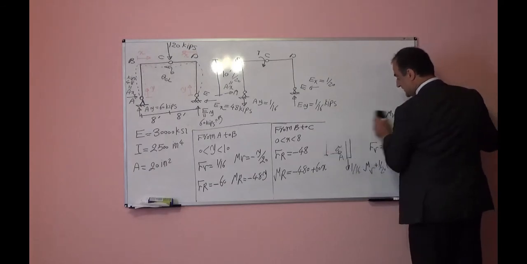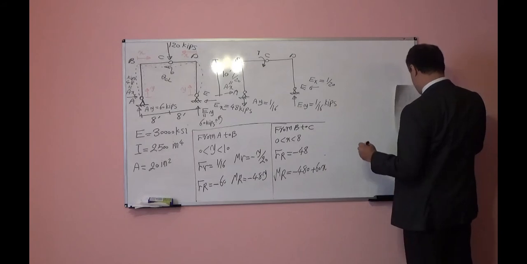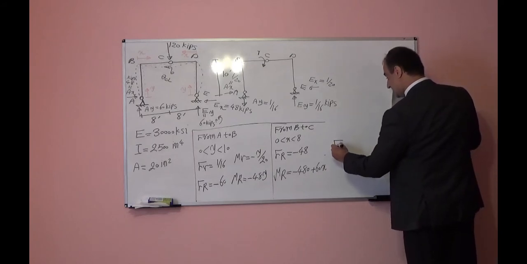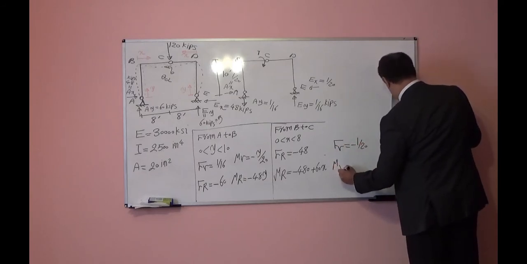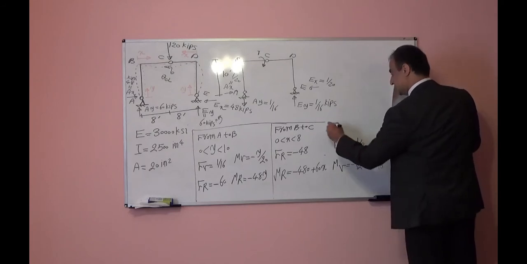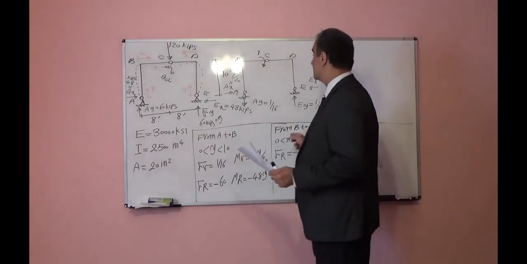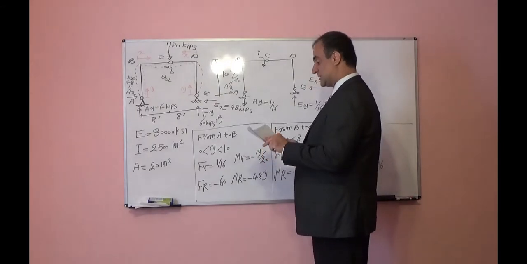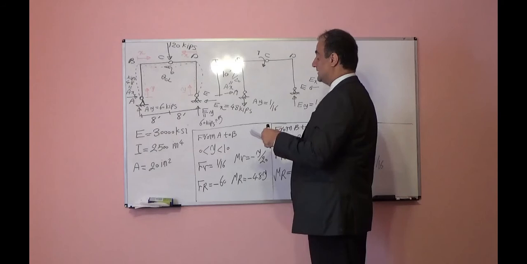So if I summarize everything here, I will have FV is equal to negative 1 over 20, MV will be minus 1 over 2 minus X over 16. From B to C. Now I should continue the same thing for the CD part and E part.